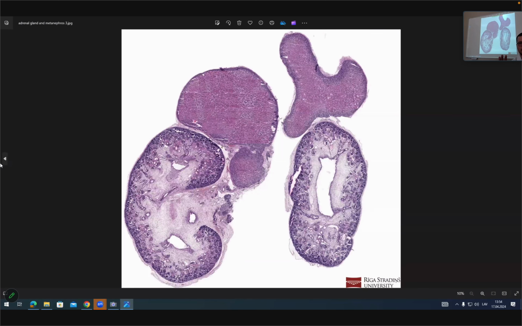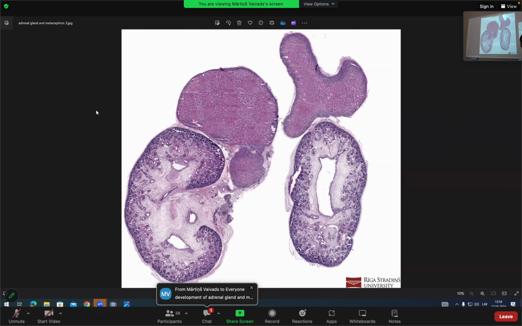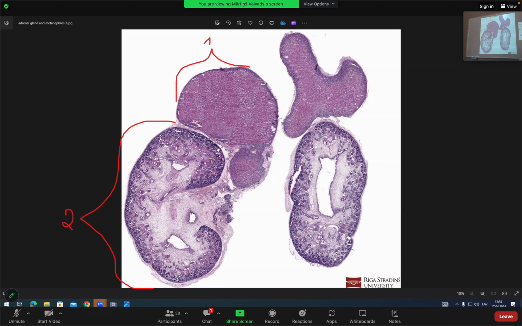And this slide is a bit similar to the ones we saw for the first colloquium, but with a lot of differences because it's a much older adrenal gland and metanephros. Weeks 11, 12. So what you should distinguish, let's start with the big parts. First, the developing adrenal gland. Second, the developing metanephros. So one, adrenal gland development. Two, metanephros.